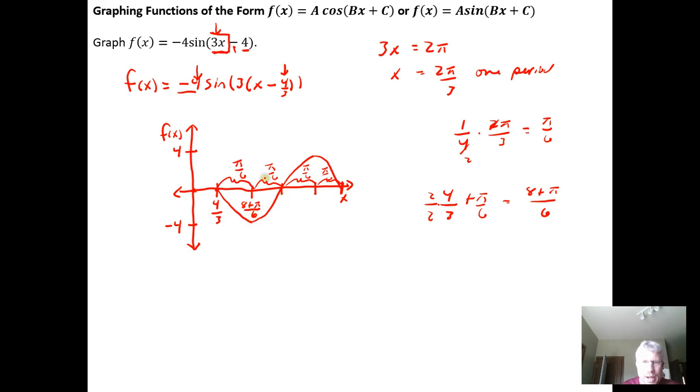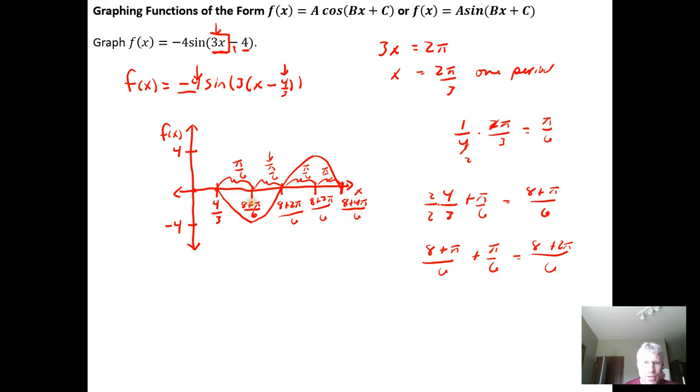And this next tick mark, I just added another pi over 6 to this. So 8 plus pi over 6 plus pi over 6. If we think about that, 8 plus pi over 6 plus another distance of pi over 6 is just going to give us 8 plus 2 pi over 6. We get pi plus pi is 2 pi. So right here we're going to get 8 plus 2 pi over 6. And this one's going to be 8 plus, we're going to add another pi over 6, so it's going to be plus 3 pi over 6. And this last tick mark right here is going to be 8 plus 4 pi over 6.